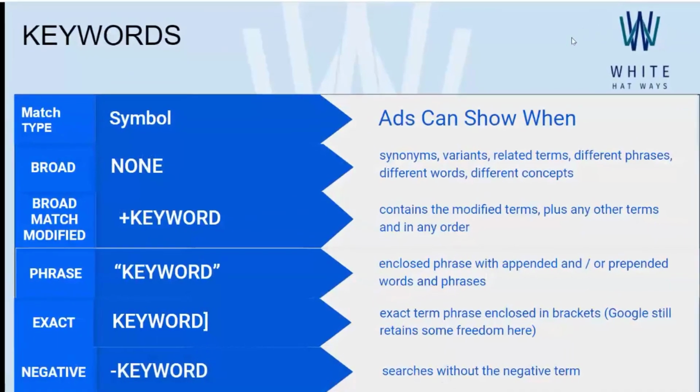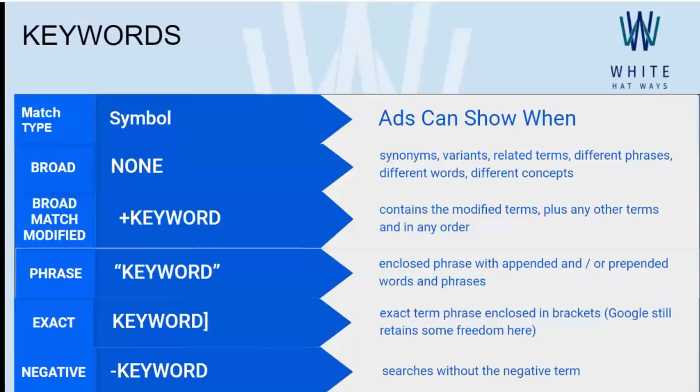Okay. So what are broad match types? These are various kinds of keywords. First of all, let's learn what all are the various kinds of keyword match types. The first one is broad match. In case of a broad match, what would happen eventually is that synonyms, variants, related terms, different phrases, different words, different concepts, everything would be matched.